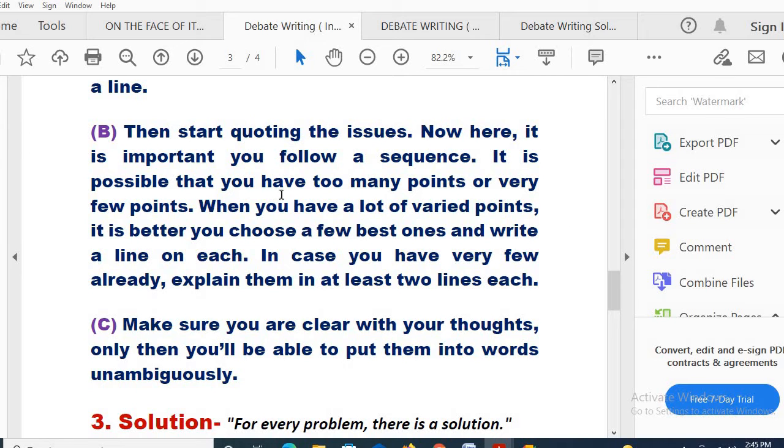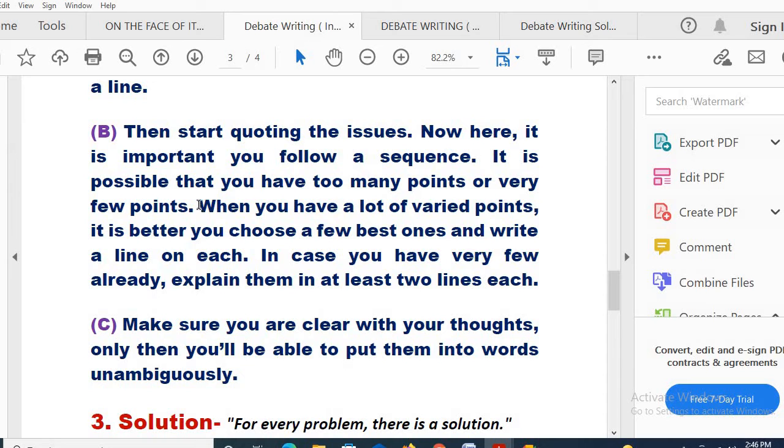It is possible that you have too many points or very few points. It can happen. A topic you have practiced a lot came in the exam. Obviously you will be overjoyed, and your mind will be stuffed with so many points because you are quite familiar with the topic. Now suppose you get an unfamiliar topic, you have read about it a bit but not extensively, and you have very few points. Now in both cases the scenarios are different. So how will you proceed, or what exactly will you do?